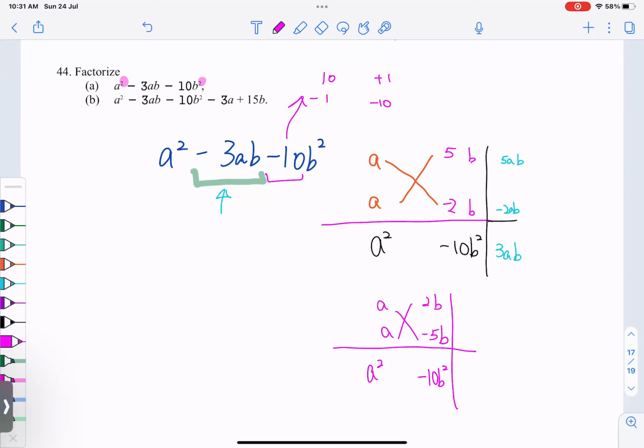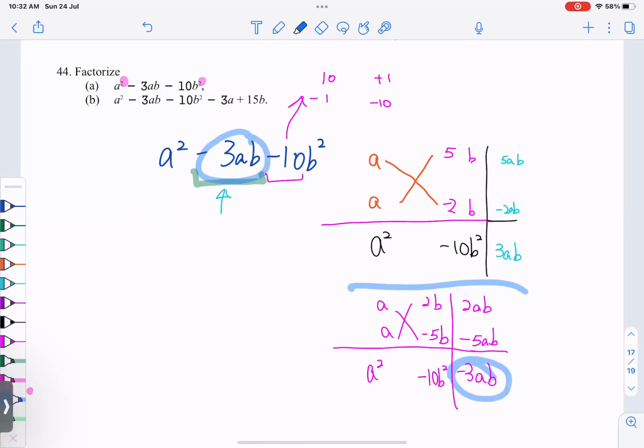And then cross a times 2b, you get 2ab. A times -5b, you get, yep, -5ab. So in the end, you will have 2 minus 5, which will be -3ab. Congratulations, you get it. -3ab, -3ab. So that is the correct thing. So this will be the correct one.